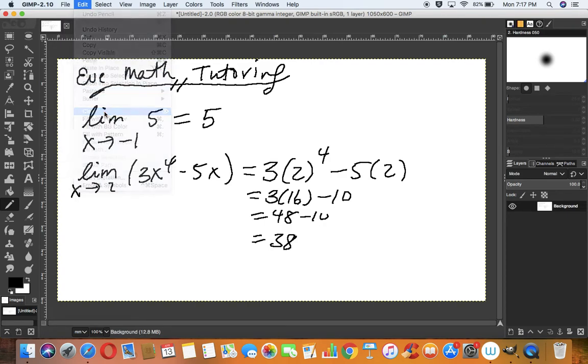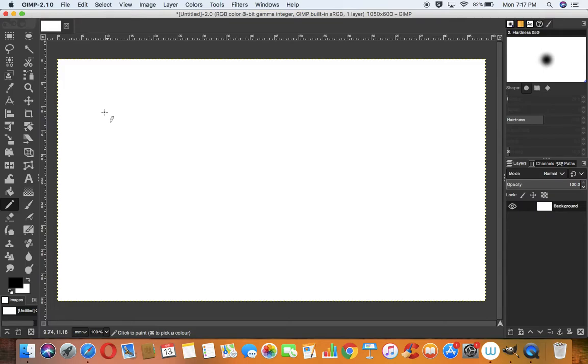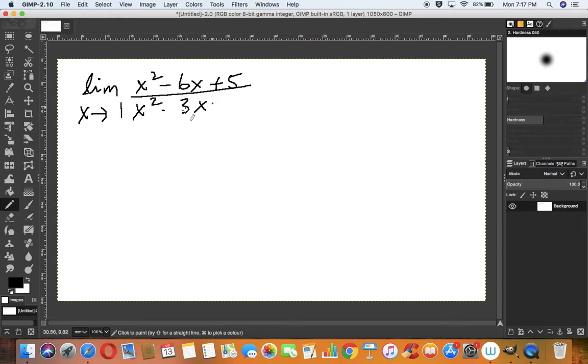Clear. So let's try a different example. Say I have this example here. x goes to 1, x squared minus 6x plus 5 over x squared minus 3x plus 2. Here, if I plug in the 1, the bottom becomes 0, which is a problem because then the whole fraction becomes undefined.